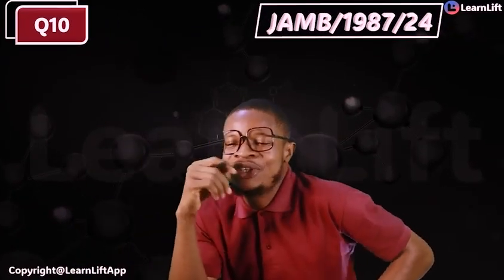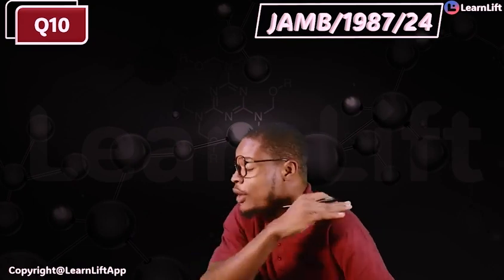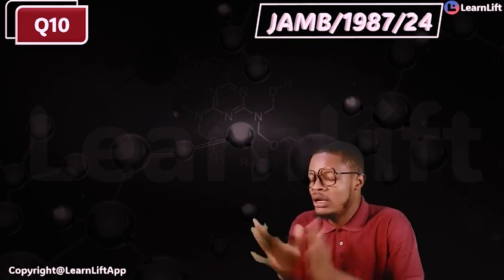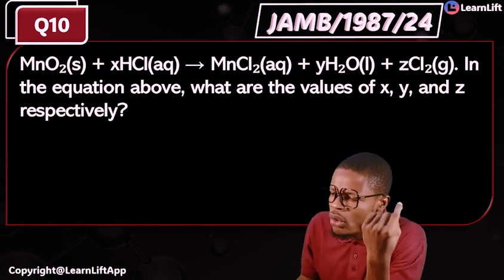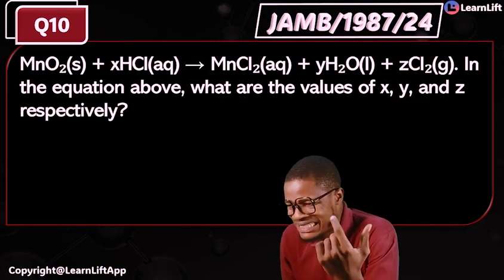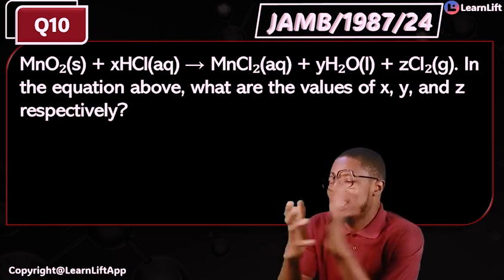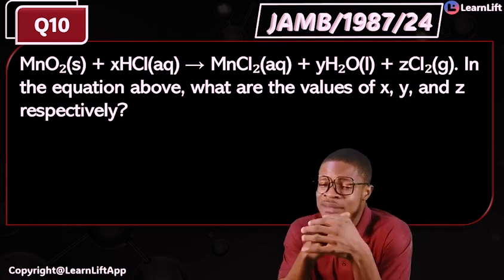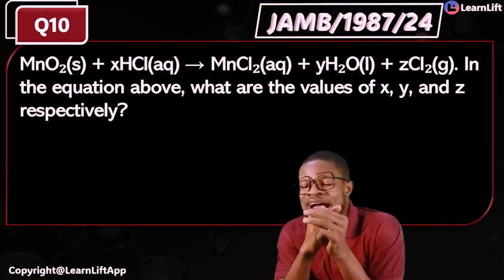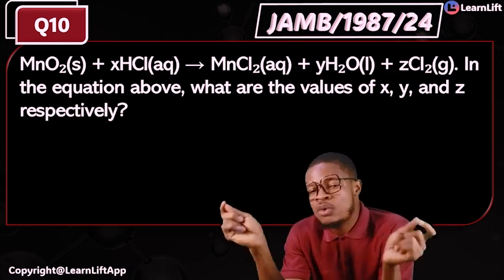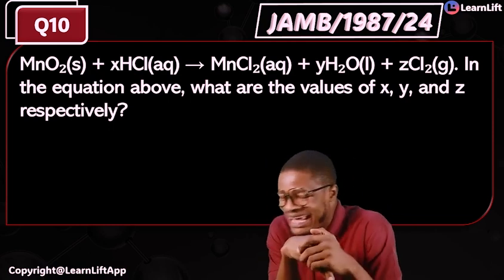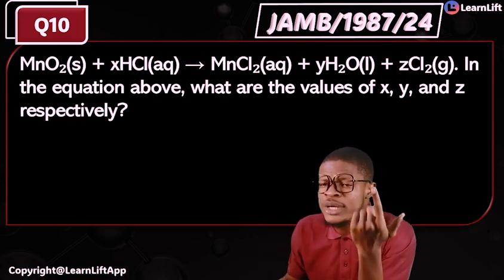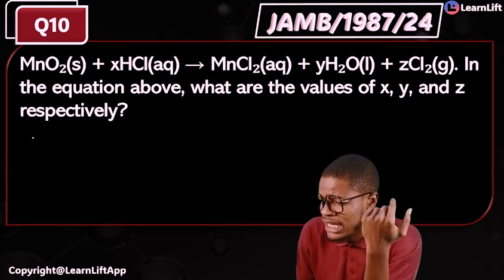Okay, look at your JAMB 1987 question 24. A powerful and a sweet, lovely question that we're giving. The question says your magnesium oxide, which is solid, reacts with your XHCl, hydrochloric acid, to give magnesium chloride and water in addition with chlorine. In the equation above, what are the values of x, y, and z respectively? How do we solve this? It's very simple, easy, and direct.